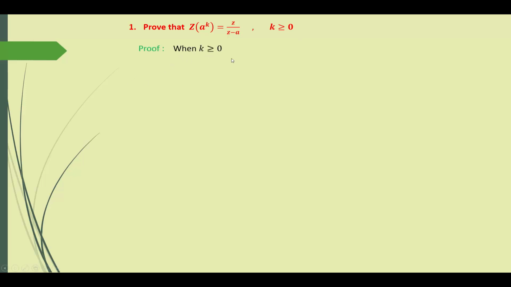When k is greater than or equal to 0, we know the definition of Z transform of f of k: F of z is equal to sigma k varies from 0 to infinity, because k is greater than or equal to 0, f of k z raised to minus k. Now here the function f of k is a raised to k.